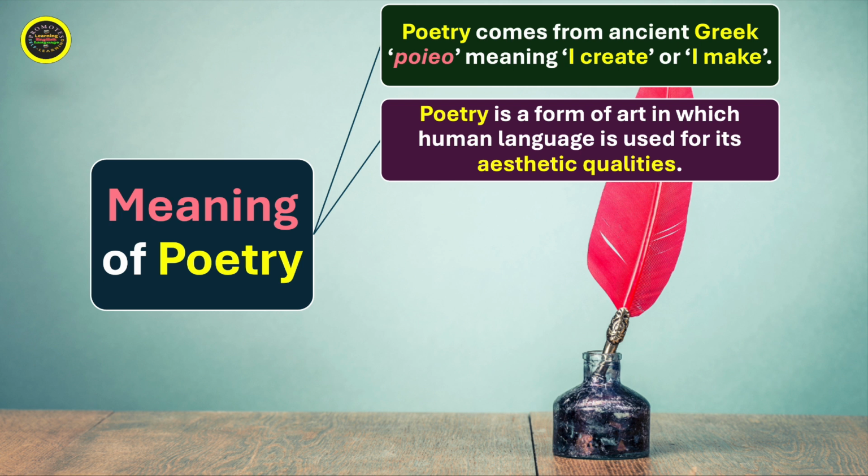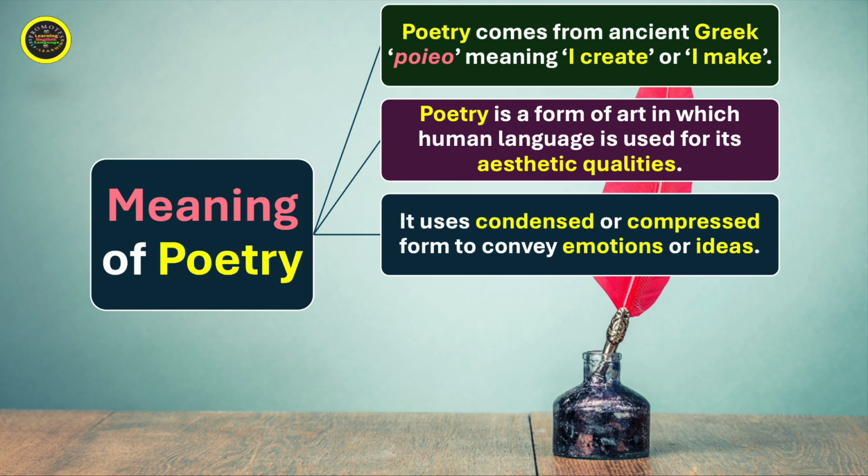We have the next point. It uses a condensed or compressed form to convey emotions or ideas. In poetry, normally we use a condensed or compressed form, that is to say, compact, in short, in brief. In fact, we try to express our emotions and feelings in poetry in fewer words. That is the point here.